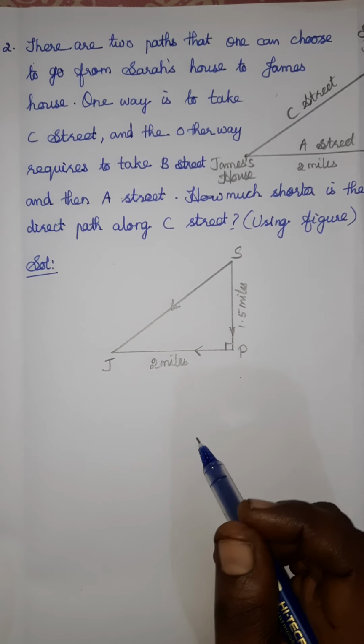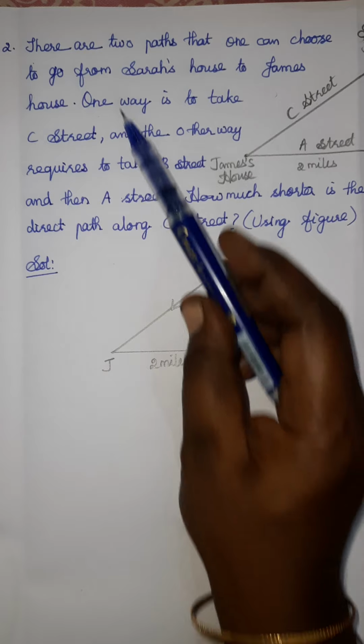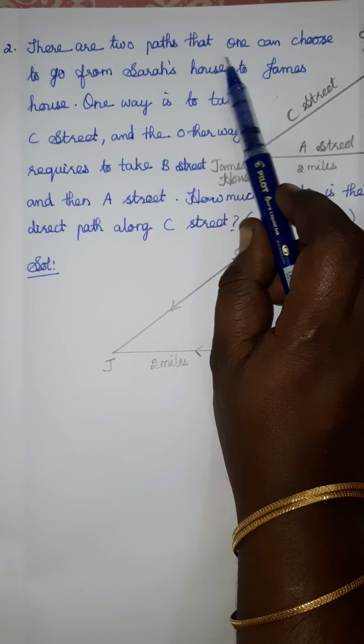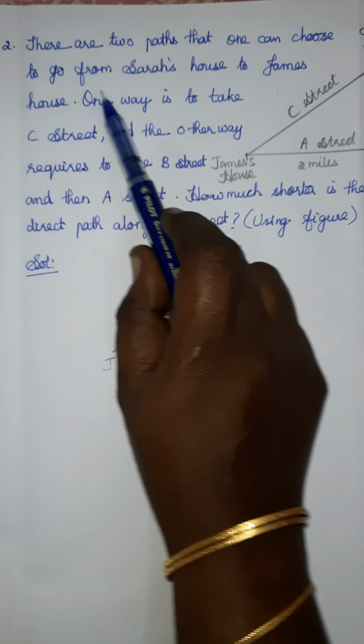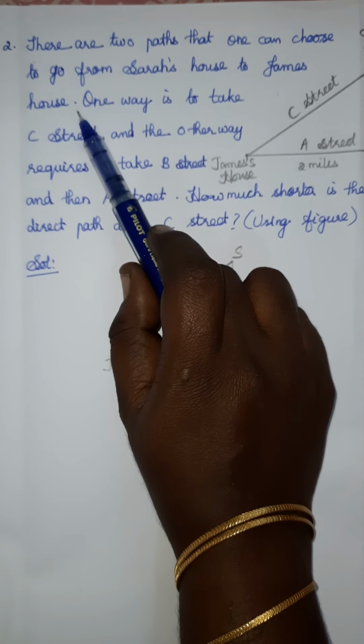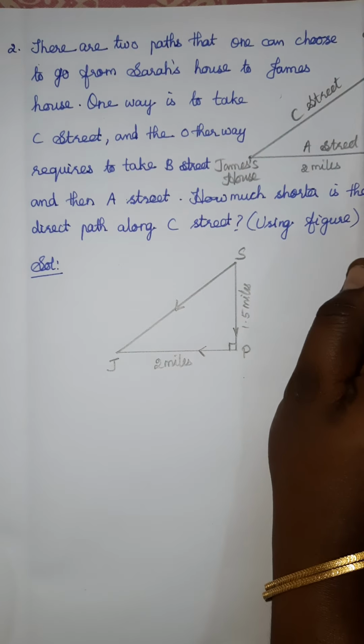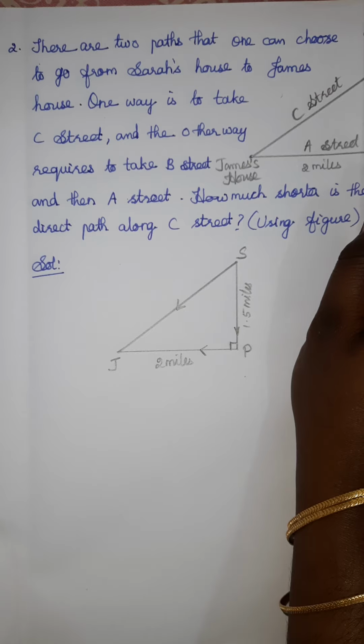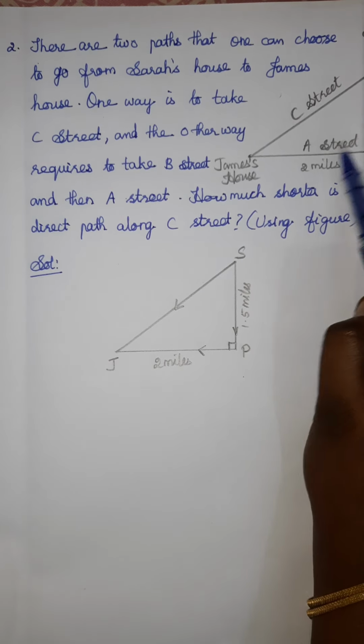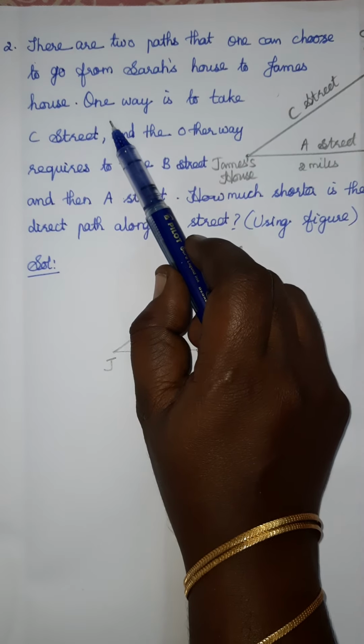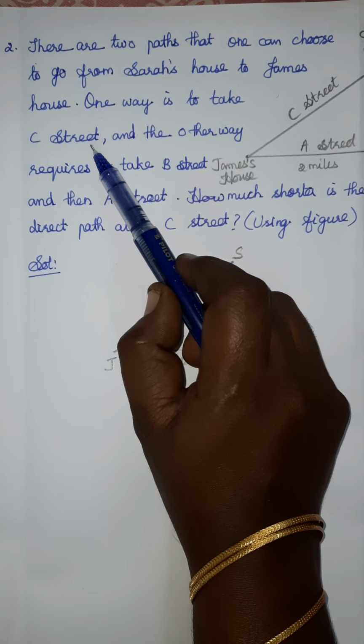Students, let us learn the second question. There are two paths that one can choose to go from Sarah's house to James' house. Okay, what are the ways? You see, one way is to take C Street.